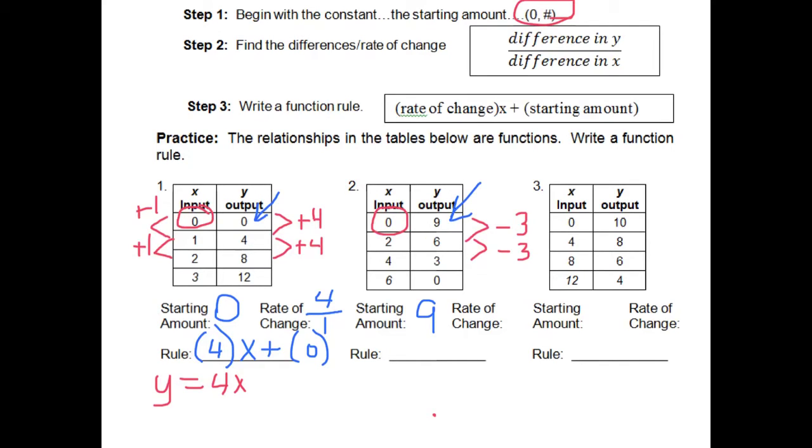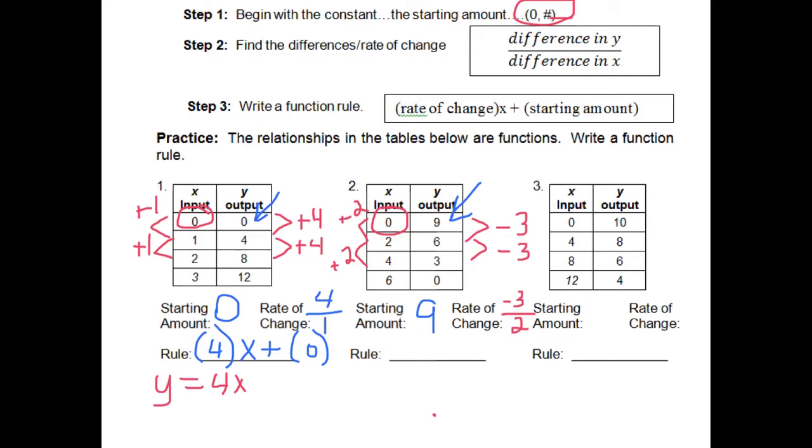Now let's look at the x column. From the 0 to the 2 is plus 2. From the 2 to the 4 is also plus 2. So now we're going to put it into our division problem. The difference in y, negative 3, over the difference in x, 2.